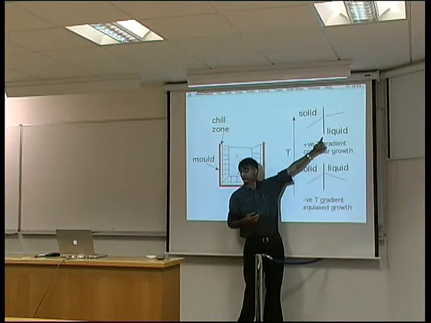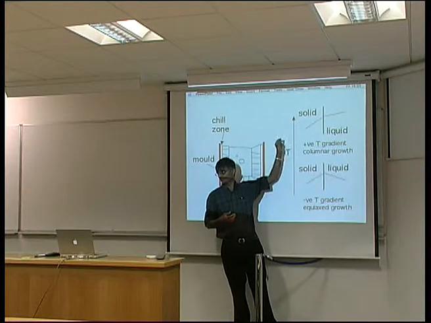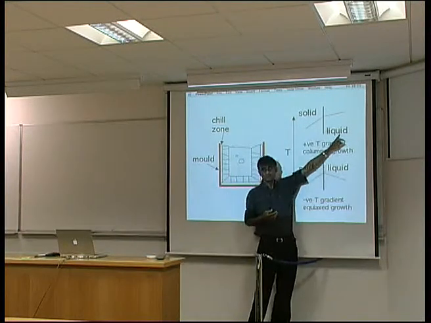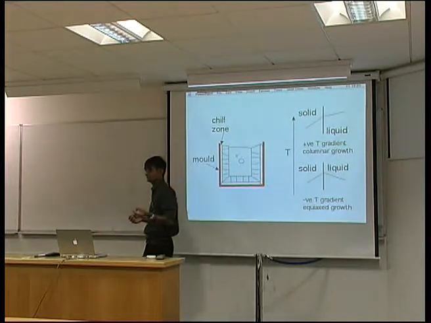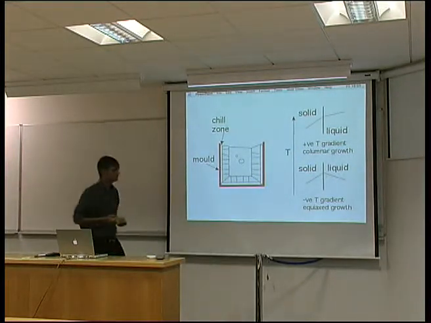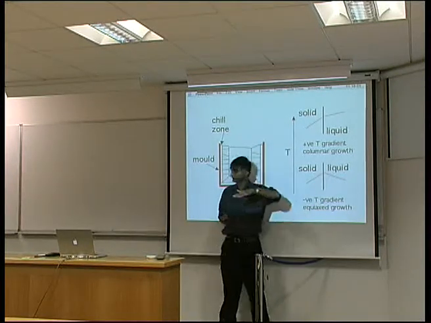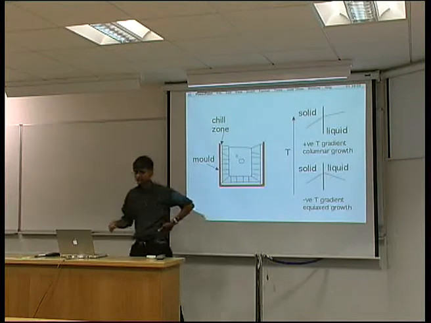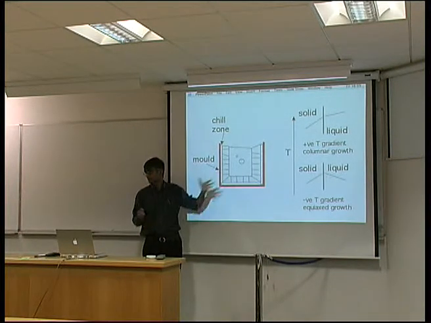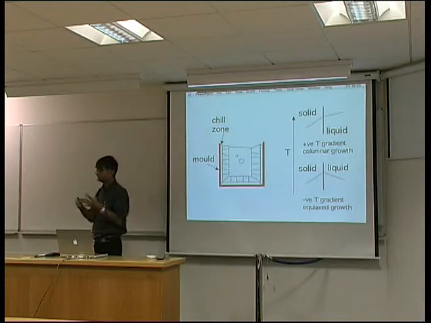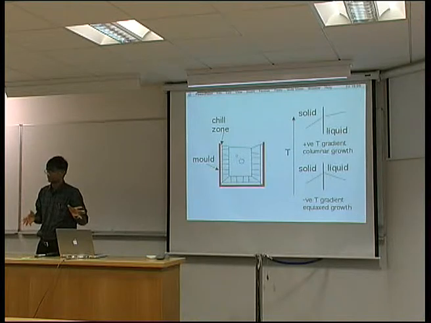In general, the temperature gradient will be like this because you are withdrawing heat from the solid into the mold. And the liquid ahead of the interface will be hotter than at the interface, right? But there are circumstances when, in a pure material, we might end up with a negative temperature gradient, in which case you will nucleate grains also in the middle of the mold, and we will get that strange structure that I showed you in the real ingot. Yeah?